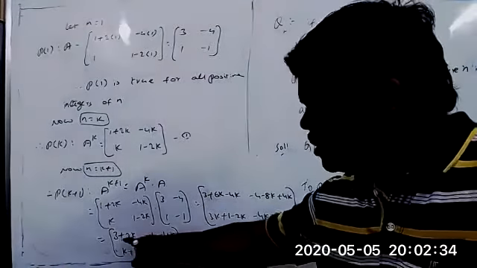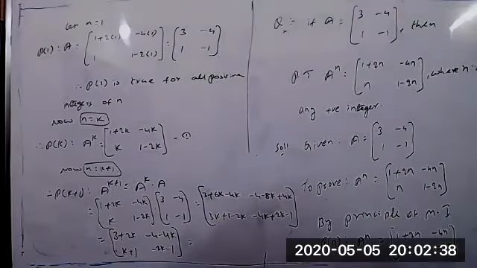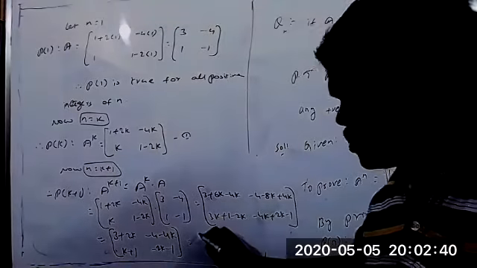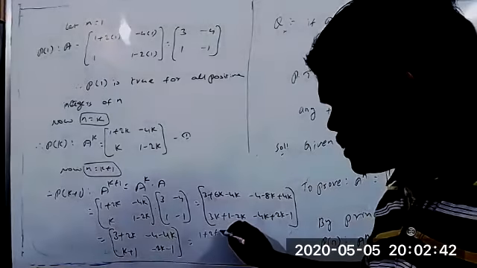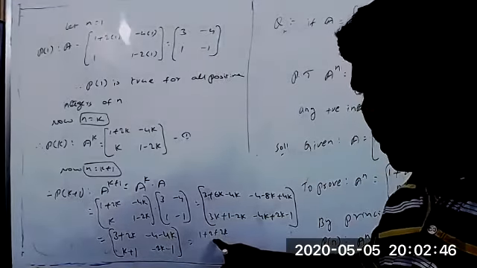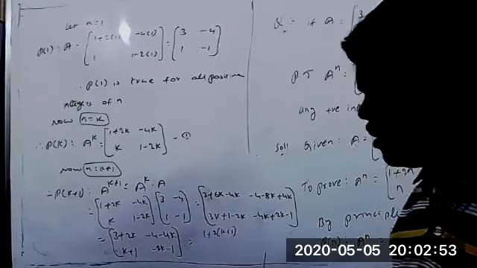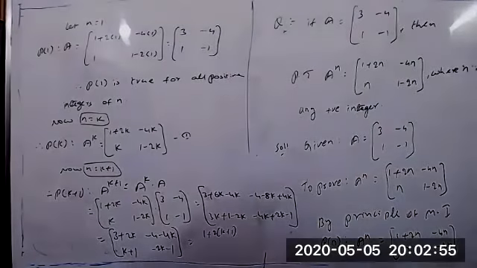Now from this one, 3 can be written as 1 plus 2. So when you write 1 plus 2 plus 2k, from this one we take 2 common. What about the remaining? You can write 1 plus 2 into (k plus 1).